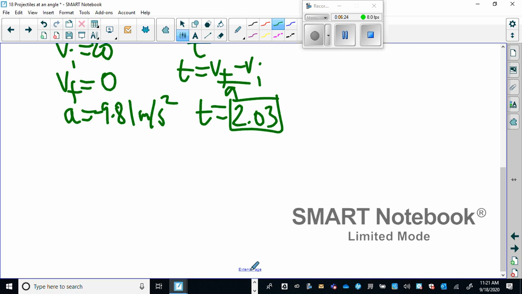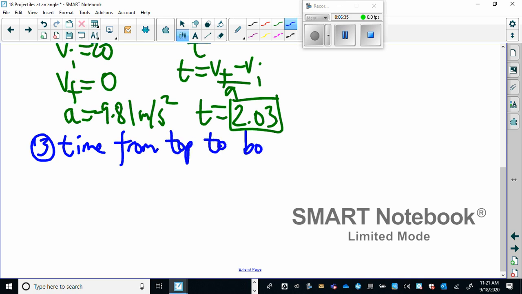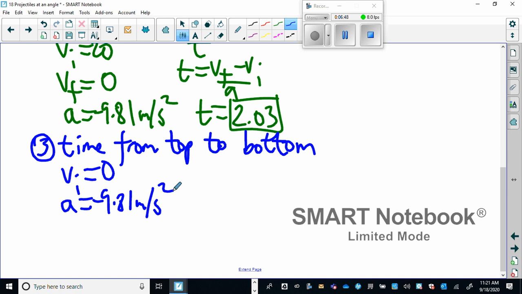So step 3 is time from the top to the bottom. The initial velocity, 0. Acceleration due to gravity, -9.81 meters per second squared. The displacement now is going to be negative 50.39. And where did that number come from?